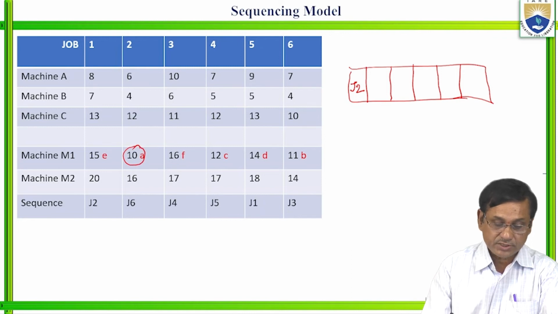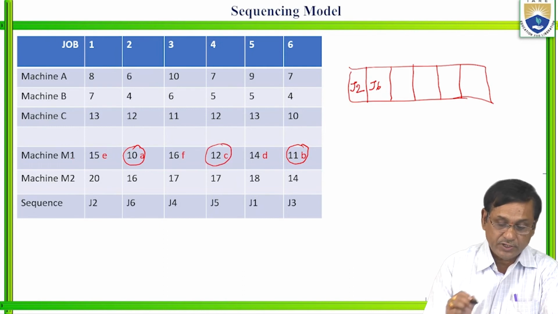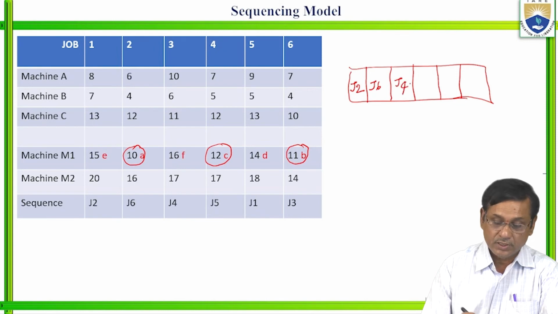The next processing time is 11, corresponding to the sixth job on machine 1 only. So now you can select J6. Next, the least processing time is 12, corresponding to job 4 on machine 1, so you can take this as J4. The next least processing time is 14, corresponding to job 5, so enter job 5 here.